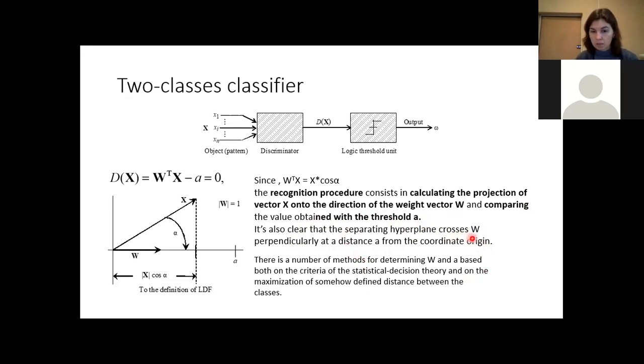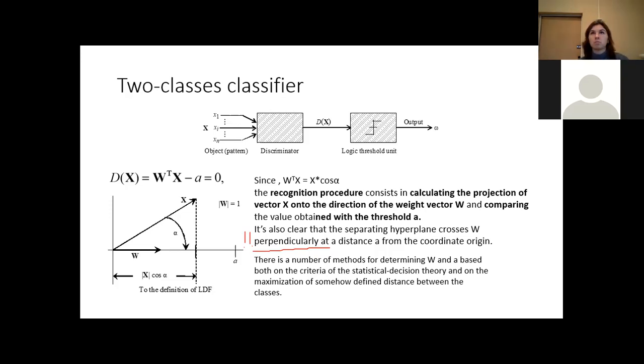The separating hyperplane crosses this weight vector perpendicularly. I just highlighted it because it's important. I will ask you about it in the defenses. It crosses perpendicularly at a distance from the coordinate origin. So the separation surface is perpendicular to the weight vector. It's important. I will show you it in the example.